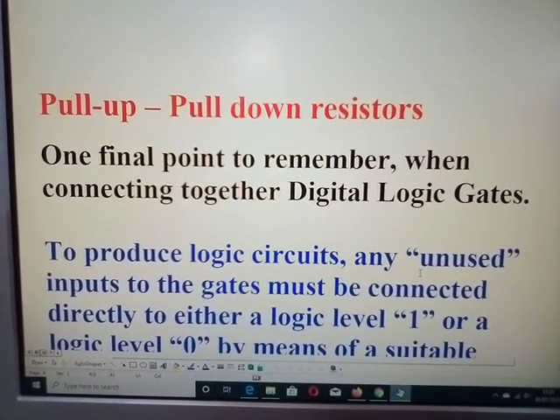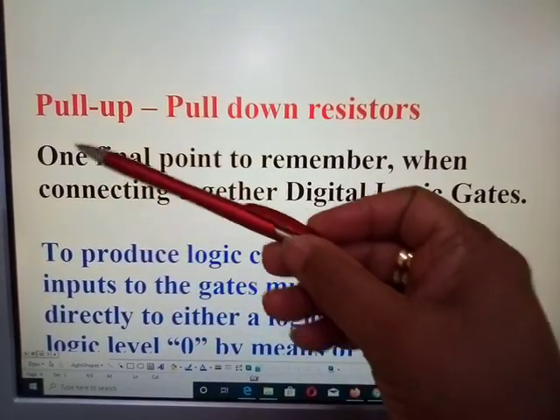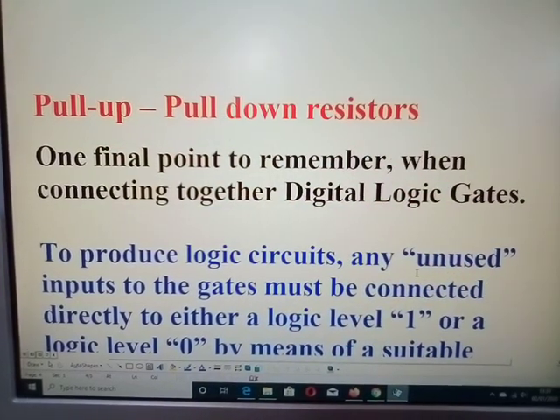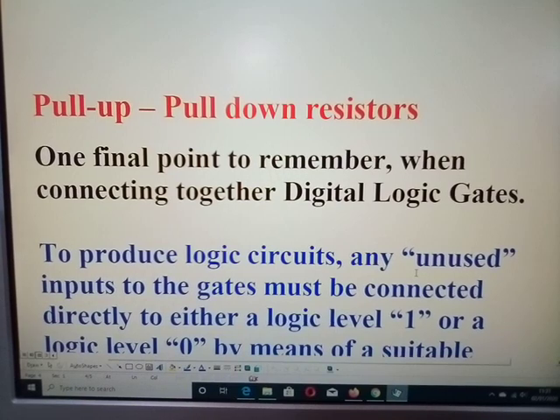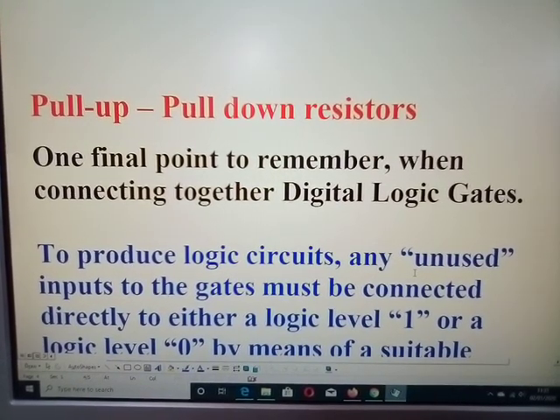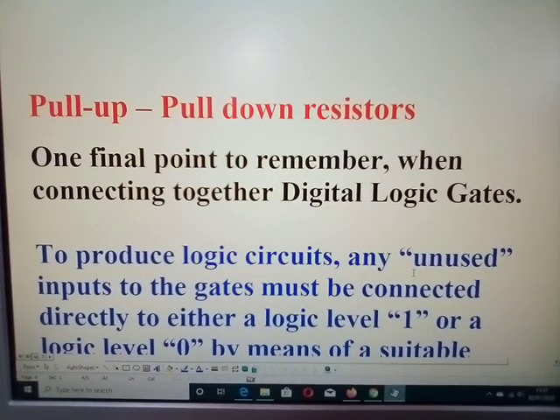Now, what I want to look at here is what we deal with, something called pull-up, pull-down resistors. Now, one final point to remember when connecting together digital logic gates to produce logic circuits: any unused input to the gate must be connected directly to either a logic level 1 or a logic level 0.